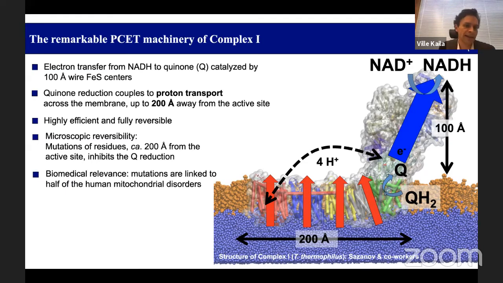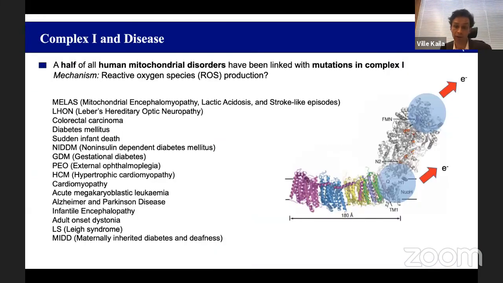One could also say that it's of high biomedical relevance because mutations linked to this enzyme are related to half of all human mitochondrial disorders. And here, you can pick a favorite of the diseases. It doesn't necessarily mean that the disease is caused by mutations in this enzyme, but it has a link.